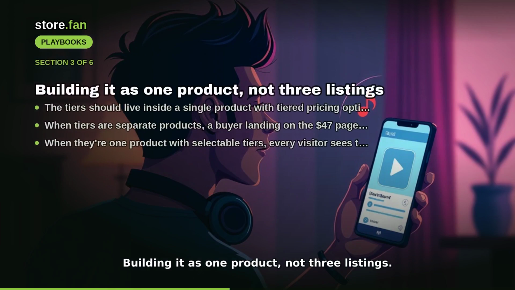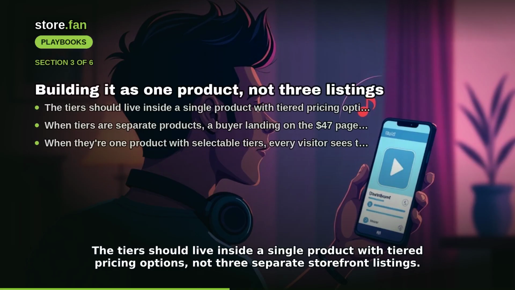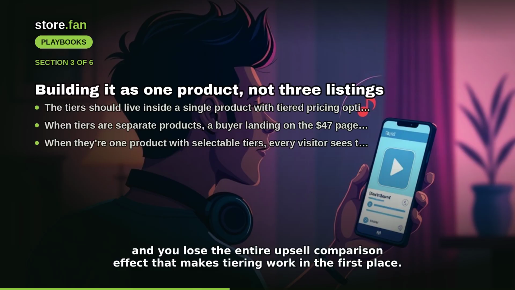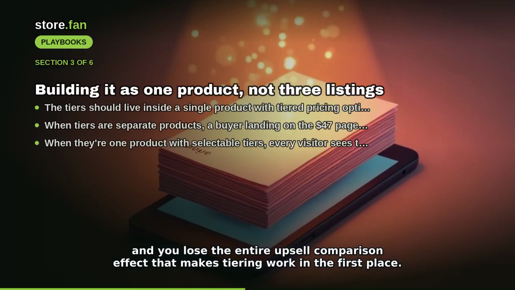Building it as one product, not 3 listings. The tiers should live inside a single product with tiered pricing options, not 3 separate storefront listings. When tiers are separate products, a buyer landing on the $47 page never sees that a $397 option even exists, and you lose the entire upsell comparison effect that makes tiering work in the first place.